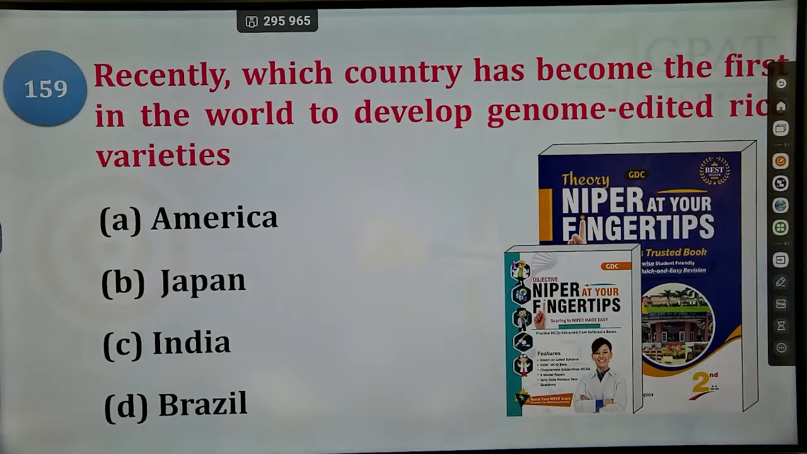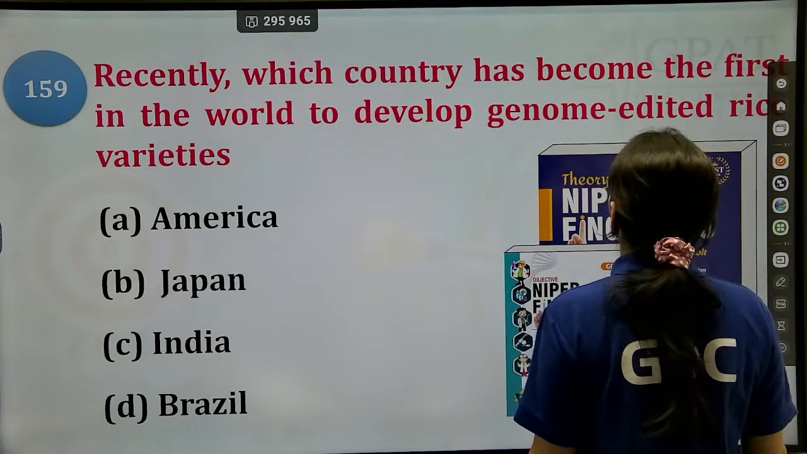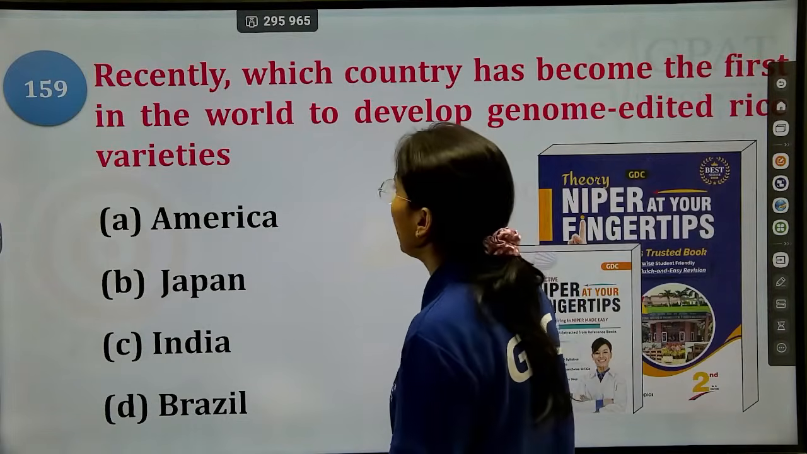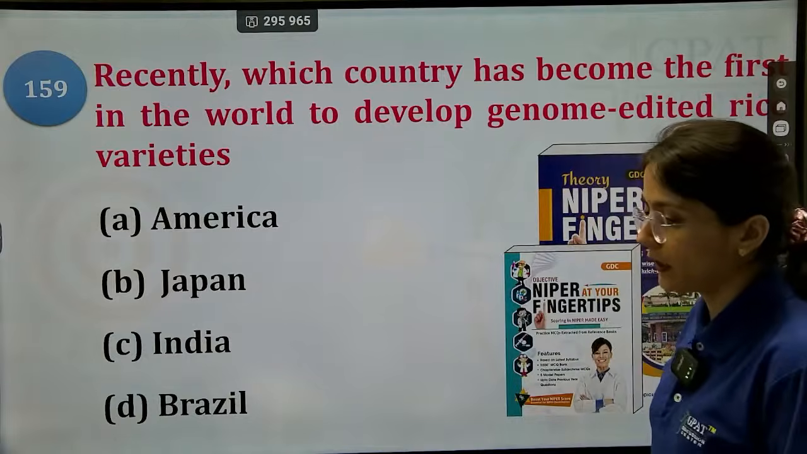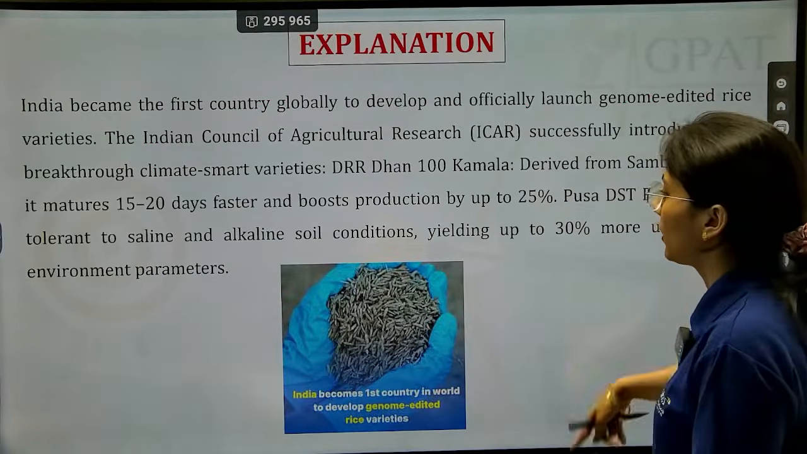Recently, which country has become the first in the world to develop genome edited rice varieties? America, Japan, India, Brazil. That is India. Option number C is correct.